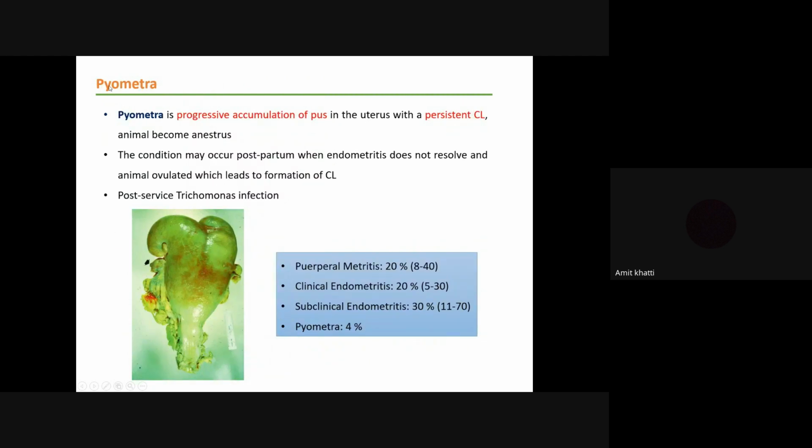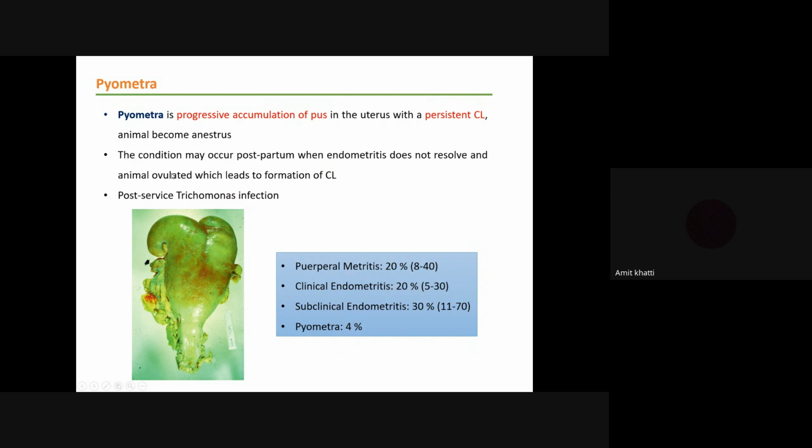And the last type of uterine infection is the pyometra. Generally, it is defined as the progressive accumulation of pus, because the purulent content will be increasing with the advancement of the infection. And usually it is associated with the persistent corpus luteum. And due to the persistent corpus luteum, the animal will be anestrus in expression.